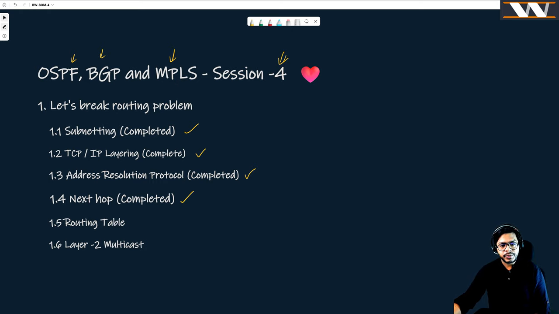We are going to talk about the routing table today, which is one of the most important concepts if you ask me. We are going to discuss what the control plane and data plane are, where exactly these pieces are, what they do, and why they are so important, right?